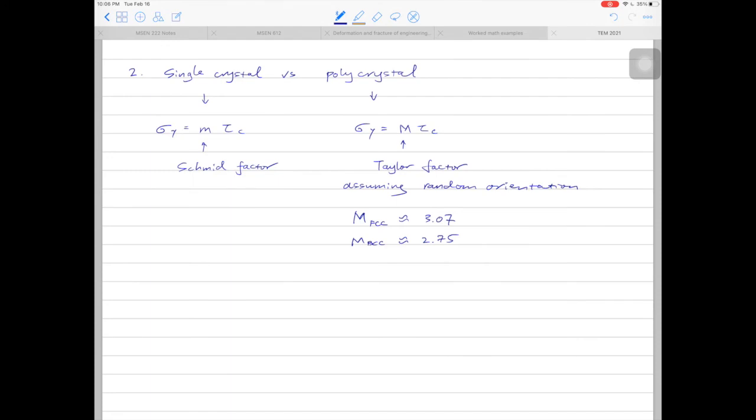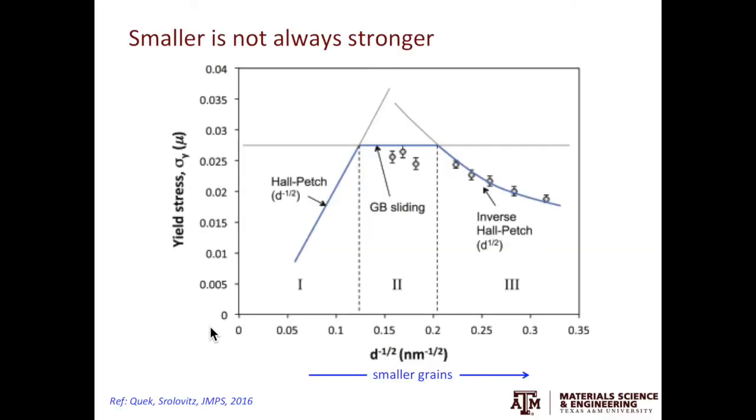We can further refine the model by adding the grain boundary contribution to the strength using the Hall-Petch relationship. One interesting thing to point out is that the Hall-Petch relationship works very well for micron scale grains. Once the grain size is reduced down to the nanoscale, the Hall-Petch relationship does not hold anymore. The illustration in this figure is from a paper by Quek and Professor Srolovitz, published in JMPS. On the x-axis, it's d to the power of minus half. If the value of d to the power of minus half increases, the grain size decreases.